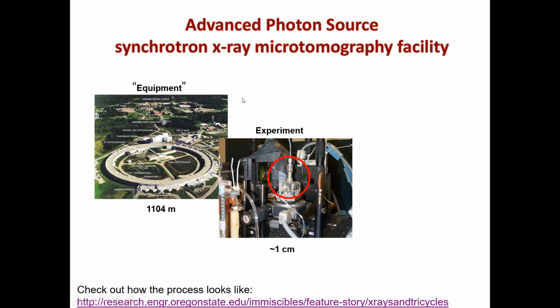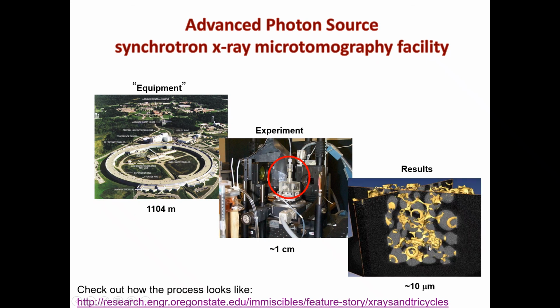All right. So this is the actual experiment going on inside of the beamline, and that's on the order of centimeters. And then your results, these are basically post-processed results. This was in a bead pack. You can see pendular rings of a fluid in between two different spheres that were post-processed to be actually visible, right?